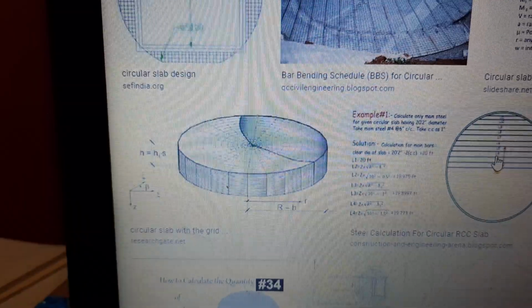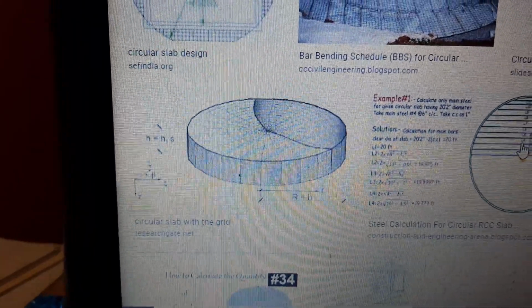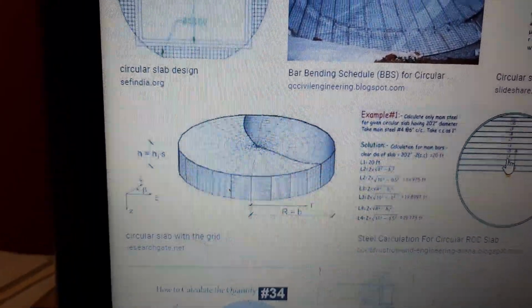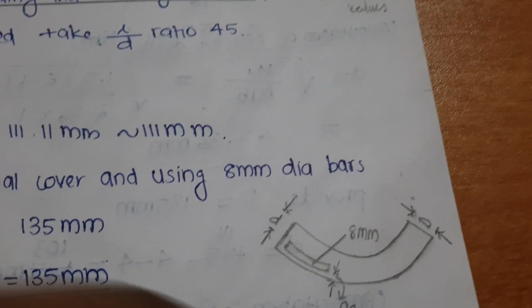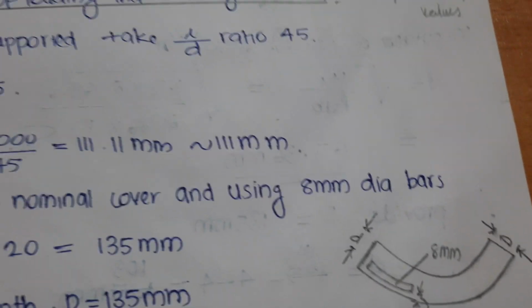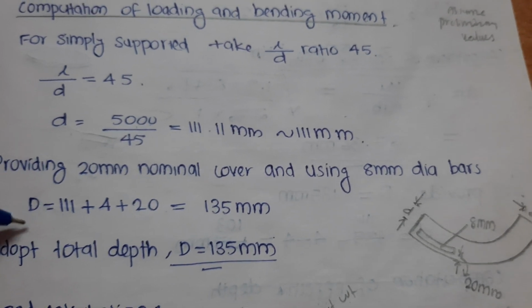So this is a view of a circular slab. While drawing the reinforcements, we are taking this view. So we have to draw this portion in the notebook. That can be drawn like this. Okay, you can draw it like this, and next we have to calculate the total depth.